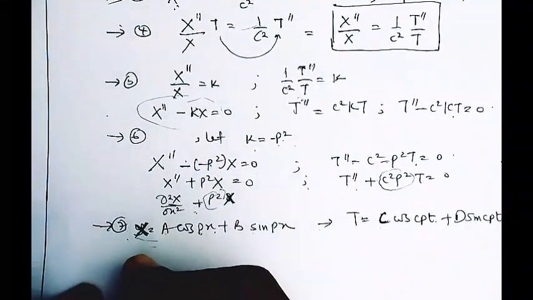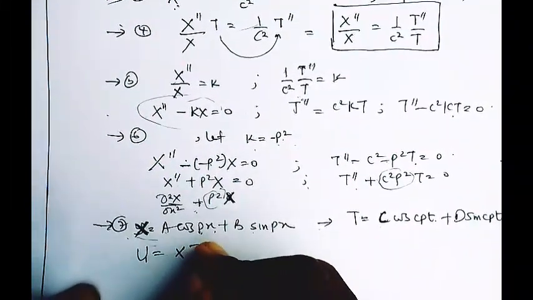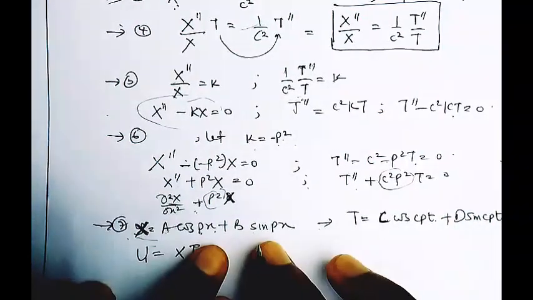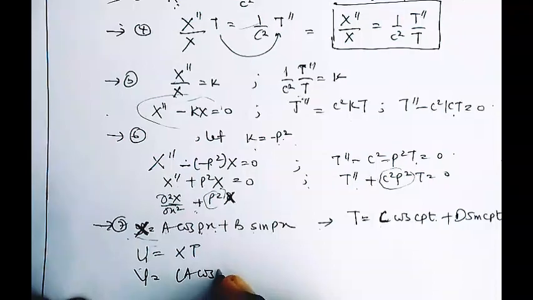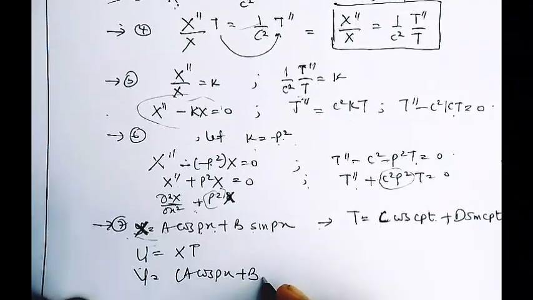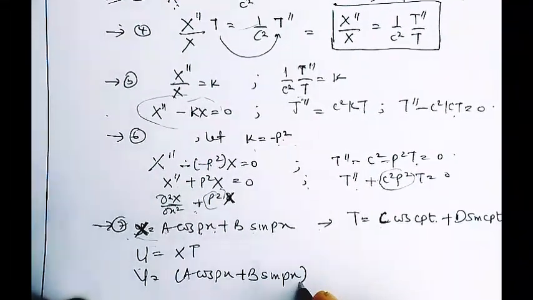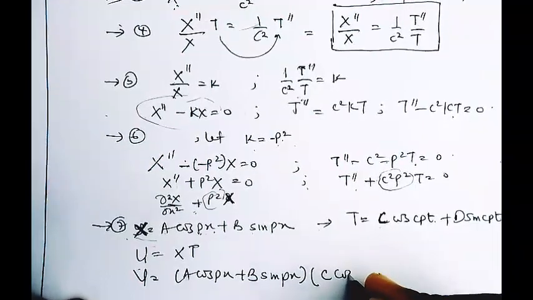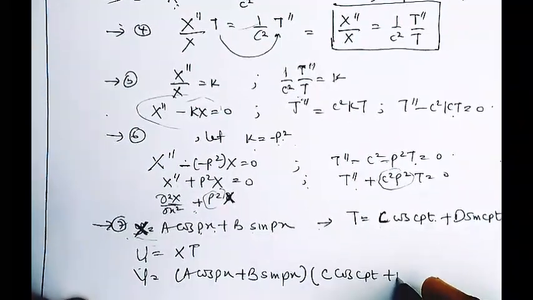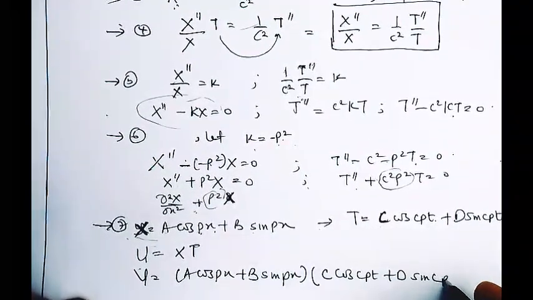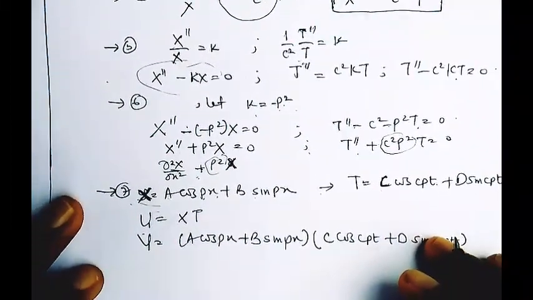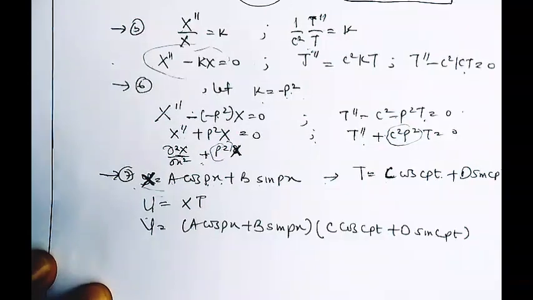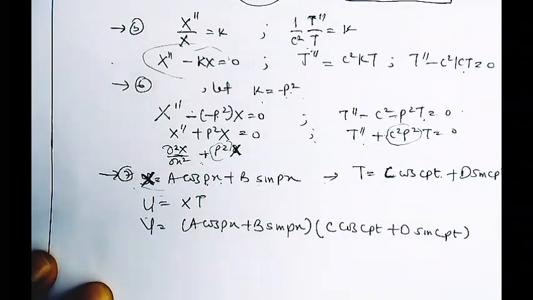So now, remember we said u is equal to xt, right? So now we are going to bring these two equations together. So u is equal to a cos px plus b sine px, right? Then times c cos cpt plus d sine cpt. Beautiful. So now we brought the two equations together, and this is what we are having.